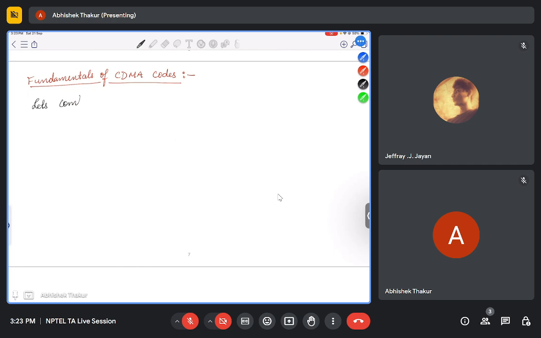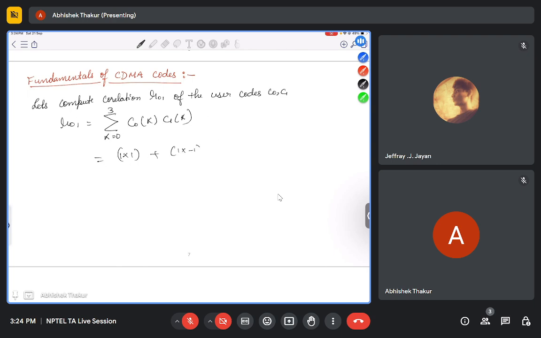Let's compute the correlation R01 of the user codes C0, C1. So this will give the summation of C0[k] into C1[k], where k is from 0 to 3, because the length is 4. So when we do this, we will get 1 into 1, 1 into minus 1, 1 into minus 1, 1 into 1. So this will be 0. So the correlation between the codes C0 and C1 is 0. This means the codes are orthogonal. This is a very important point.